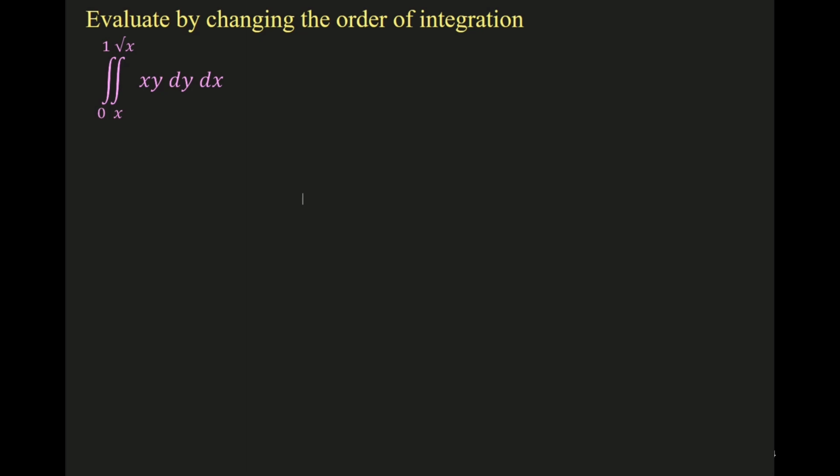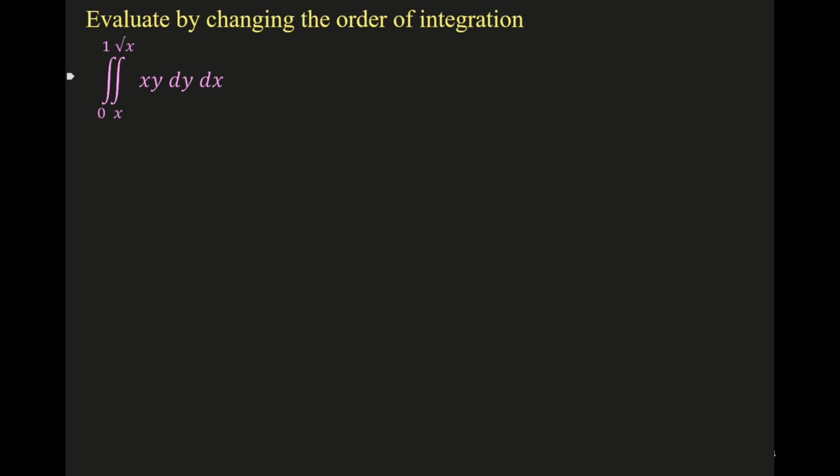Why do we need to change the order of the integration? Because depending upon the region, sometimes a double integral is difficult to evaluate in the existing form. So to make it easy, we need to change the order of integration with respect to the region given. Okay, this is the simple procedure and the reason why we need to change the order of the integration.